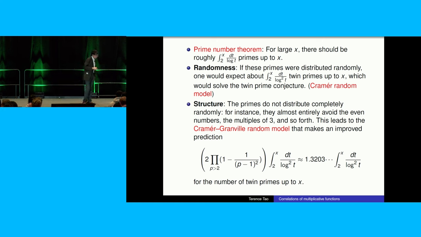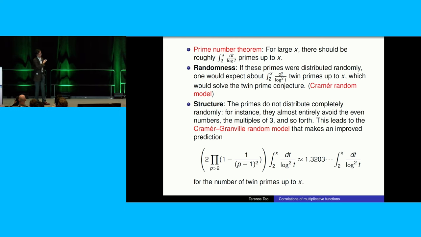But we have what we believe to be the correct prediction, which is what the Cramér-Granville random model gives. I'm not going to define this model precisely, but people have. It's the same prediction, the integral of dt over log squared t, times a certain arithmetic factor called the singular series, which is 2 times a product over odd primes p of 1 minus 1 over (p minus 1) squared. It's a specific number, 1.32 something. And so it's a corrected prediction for the number of twin primes. This is almost certainly true, but we can't prove it.